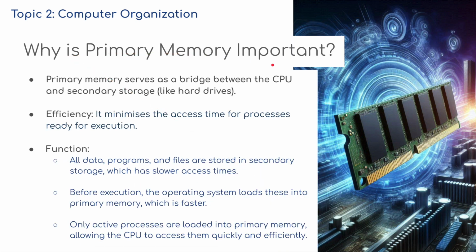Now, why is it important? Well, primary memory serves, as we looked at in the previous part, as a bridge between the CPU and secondary storage, like the hard disk drives. Efficiency: it minimizes the access time for processors ready for execution. All data, programs, and files are stored in secondary storage, which has slow access times. Before execution, the operating system loads these into primary memory, which is faster. Only active processes are loaded into primary memory, allowing the CPU to access them quickly and efficiently.